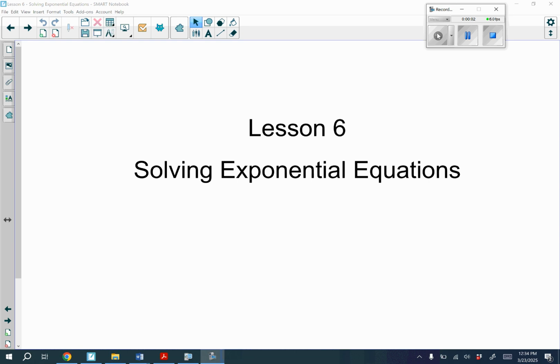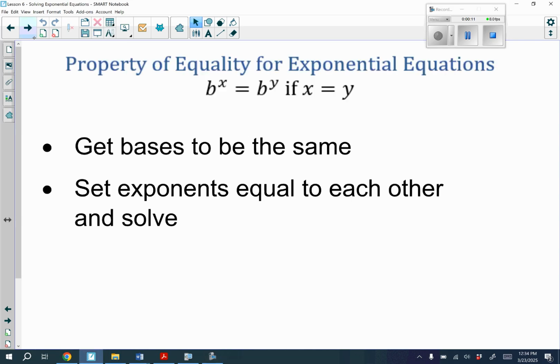Hi everyone, so here's the notes for lesson 6. We're going to talk about how do we solve exponential equations. Okay, let's talk about what are the steps in order to do this.